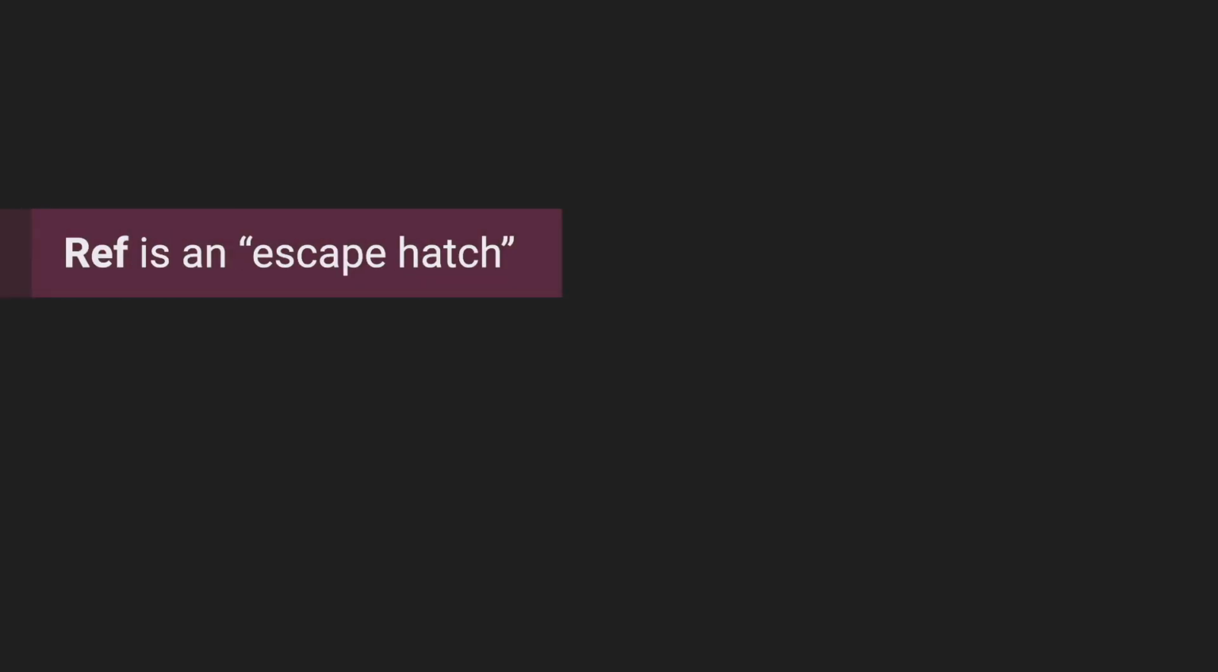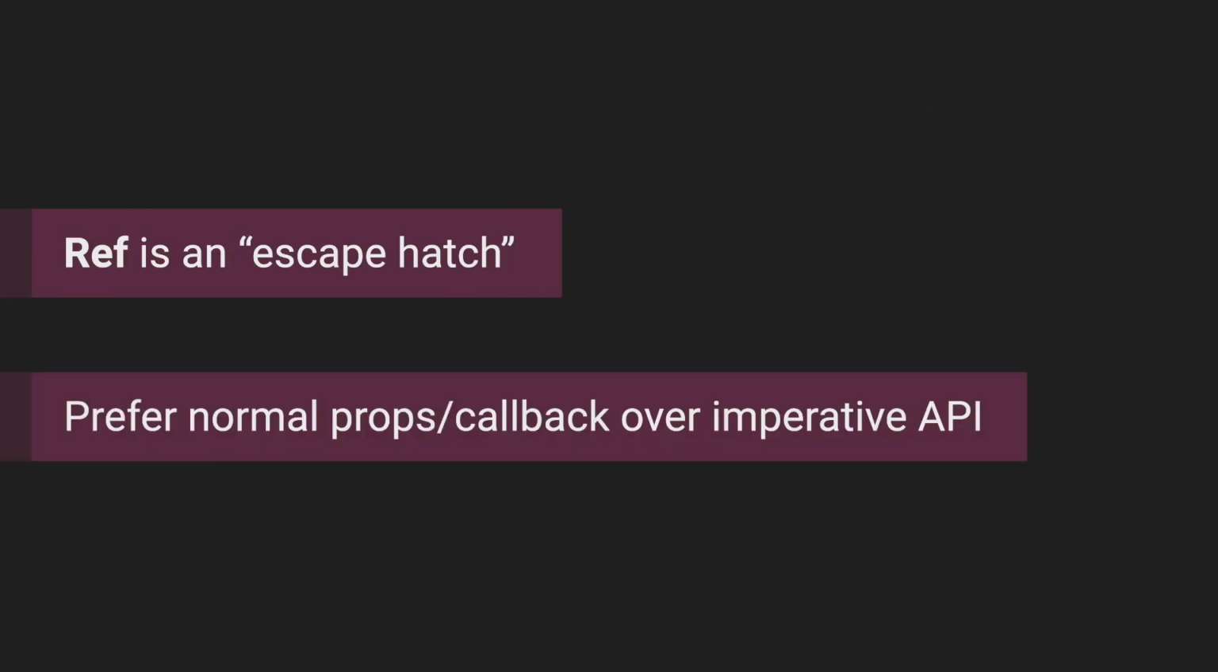Before you get all excited about using ref, just remember, ref is an escape hatch. And in most cases, normal React data flow with props and callbacks should be more than enough. Using ref and imperative API is an exception, not the rule. And it will make your code harder to read and debug in the long run, so use it really carefully.